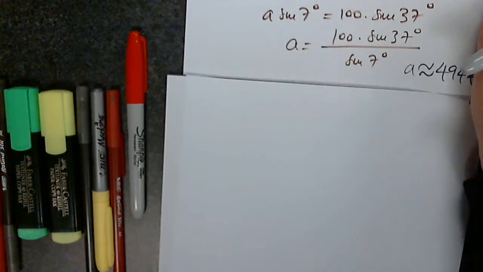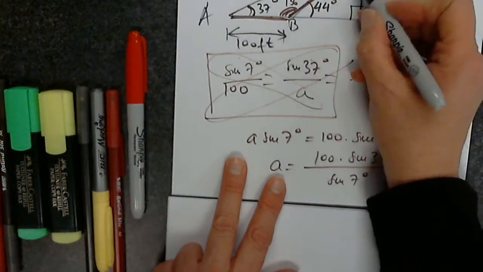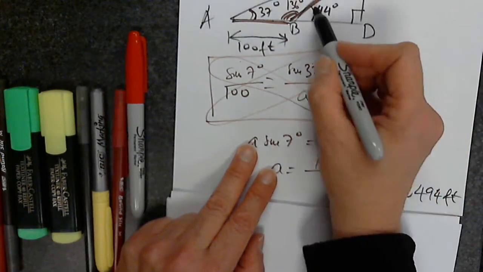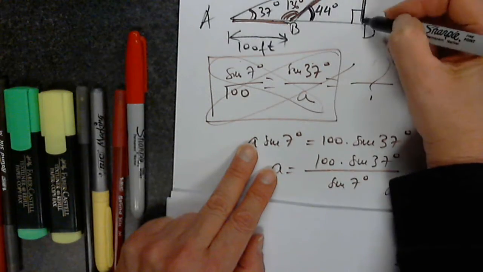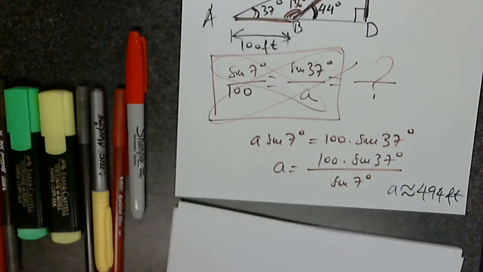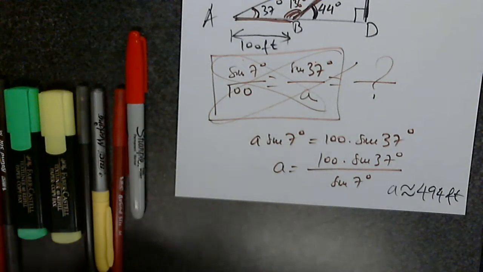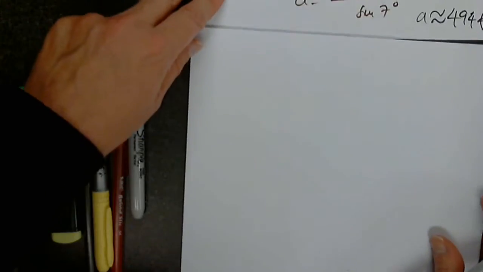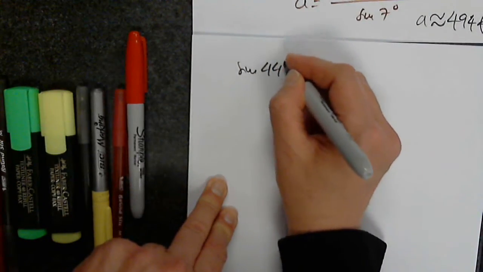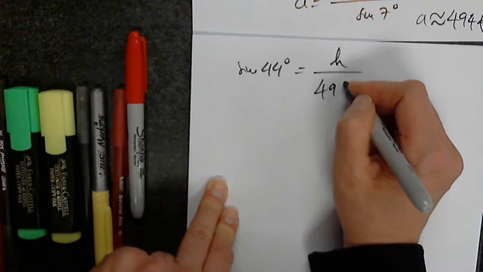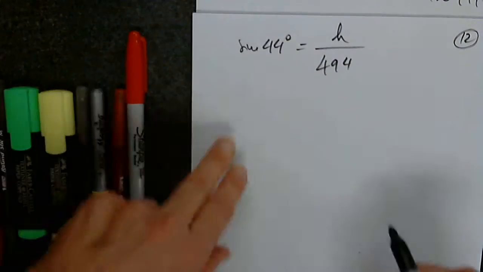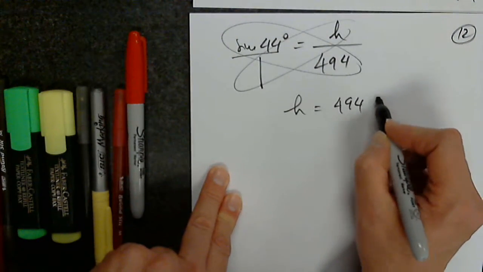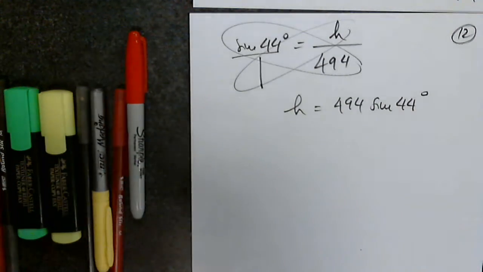Okay, now knowing the hypotenuse of this, knowing this angle, is there a way of determining the height? Which trig function will be, yes, do you all agree with sine? It's h over 494. So sine 44 is h over 494. Cross multiply. H equals 494 times sine 44.